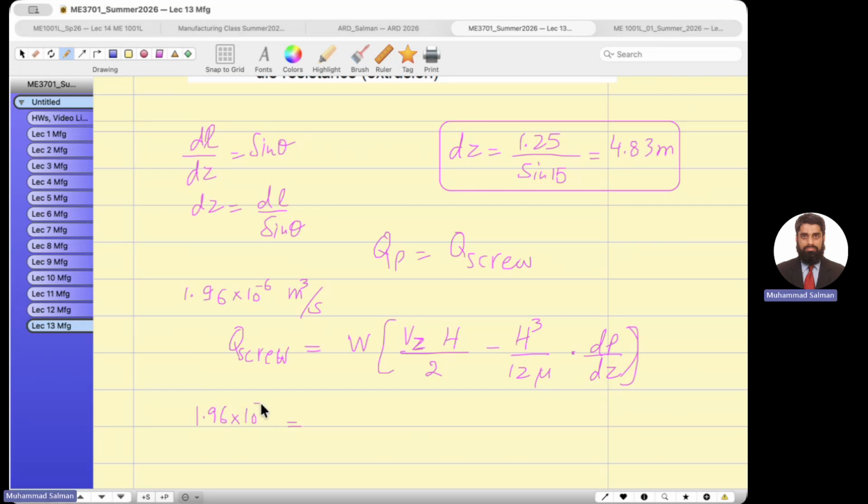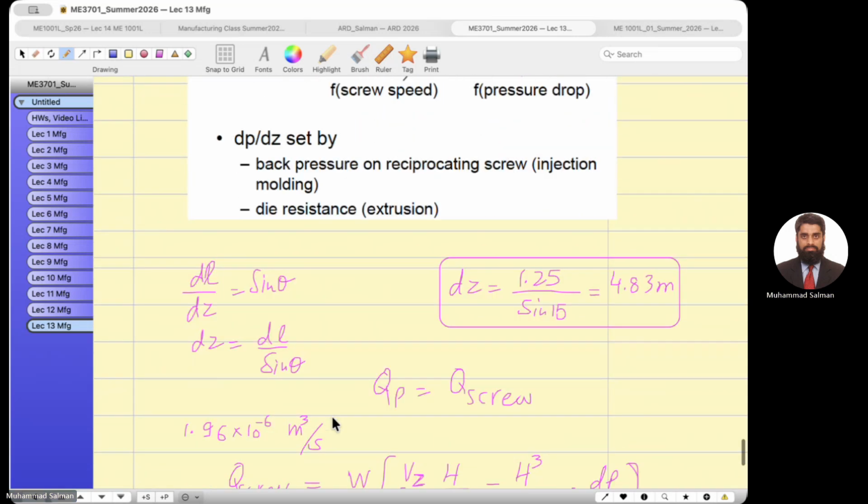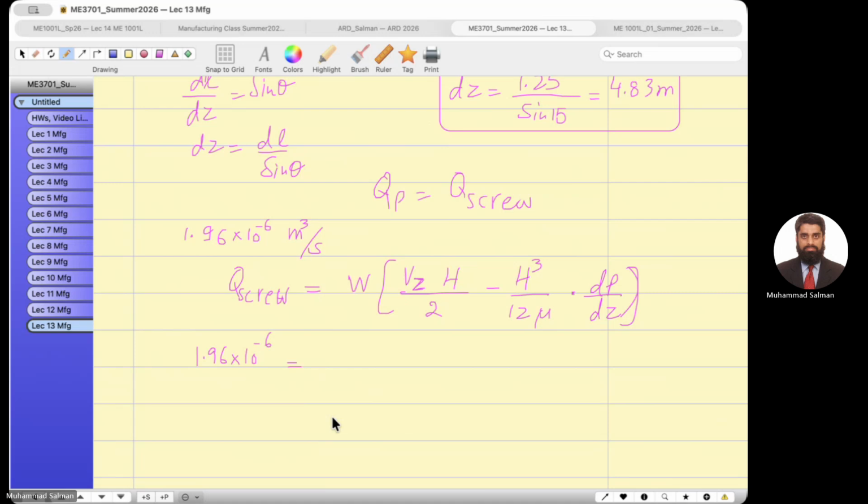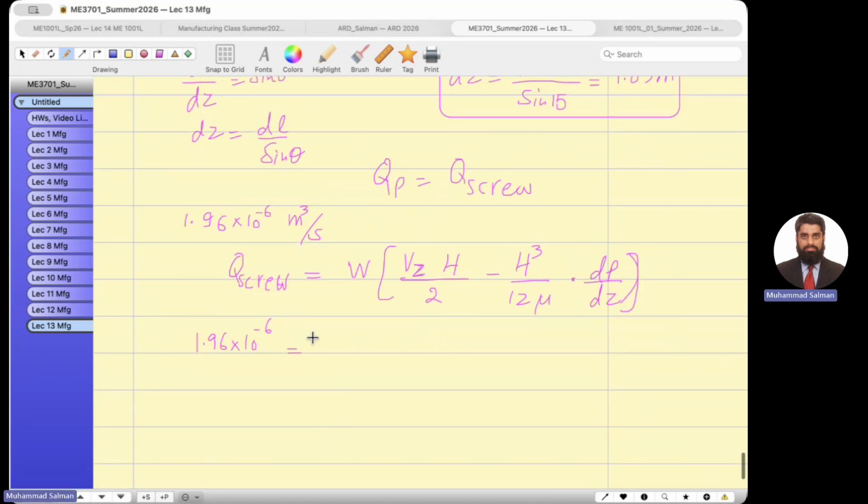1.96 in 10 to the power negative 6. Agreed. W is 0.021. Vz, we have to find out Vz. That is our goal. 0.004 divided by 2 minus 0.004 to the power 3 divided by 12 into 10 to the power 3 times dp over dz is 4.83. You just calculate it. Now, how will you find out dp?